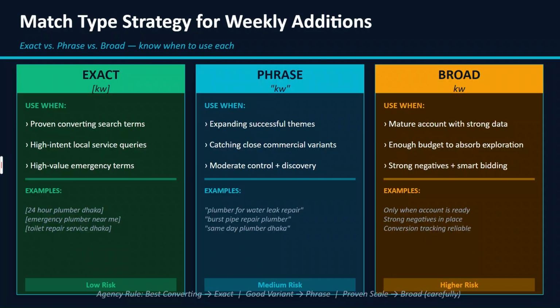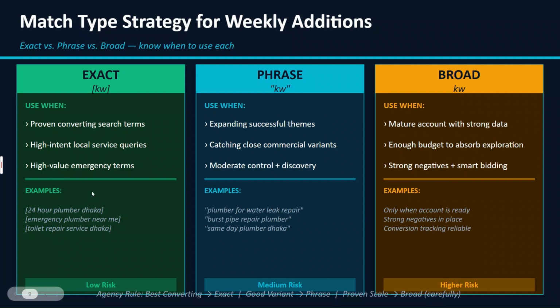Okay, so you found a great keyword. Now, what match type do you use next? This is one of the most important decisions in Google Ads, so let me break it down simply. Firstly, exact match, shown in square brackets like this, like 24-hour plumber Dhaka, plumber near me, toilet repair service.